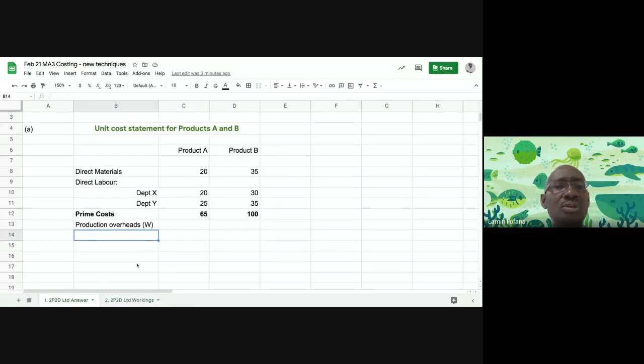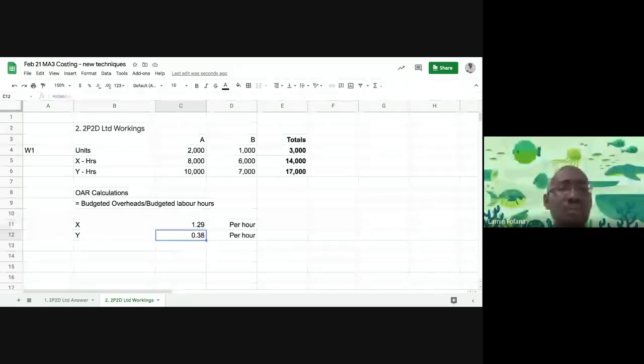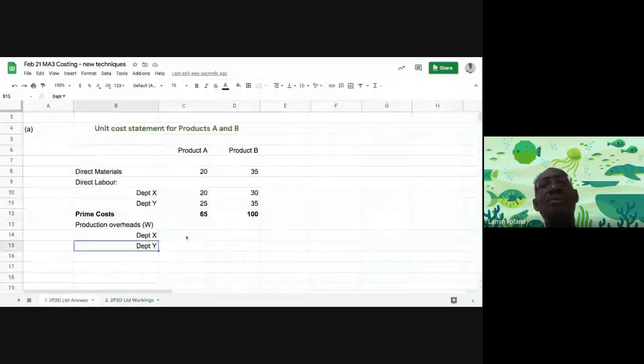Okay, fine. Right. So now the production overhead will be broken down into 2 departments, just like we did for the labor. Why? Because our production overheads will be based on labor hours. So labor hours is in 2 departments. Our production overhead will also be in 2 departments, department X and department Y. That is why we've already calculated the overhead absorption rate for each of them, in department X and in department Y is 0.38. Okay. So what is next?